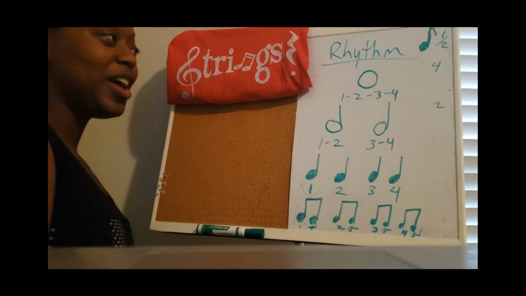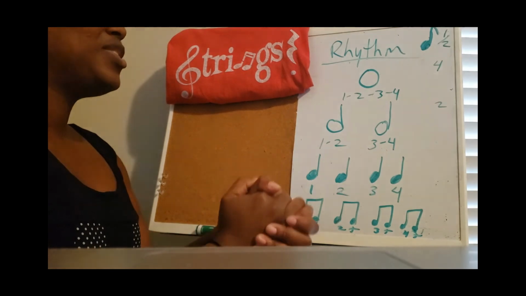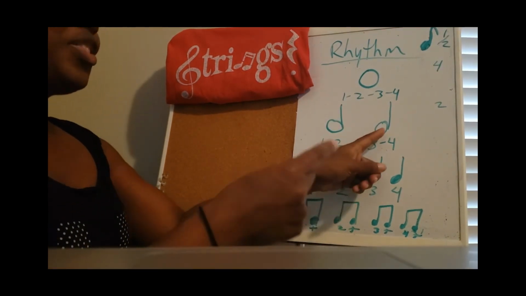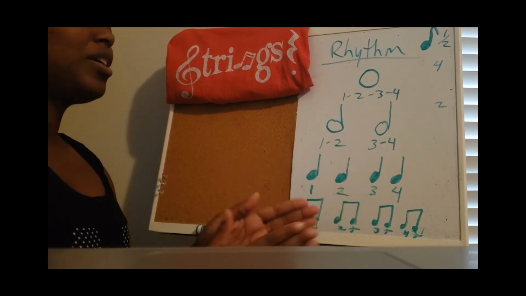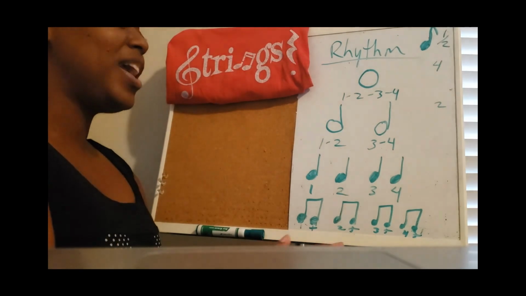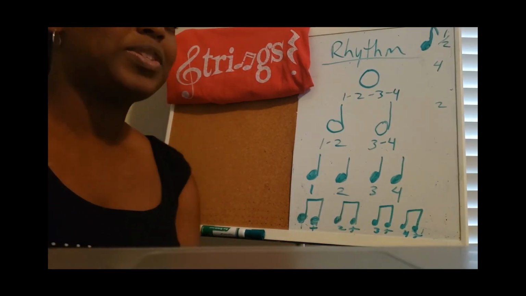Let's do that one more time from the whole note. Here we go. 1, 2, 3, 4. 1, 2, 3, 4, quarter notes. 1, 2, 3, 4 eighth notes. 1 and 2 and 3 and 4 and. Those are the basics of counting rhythm.